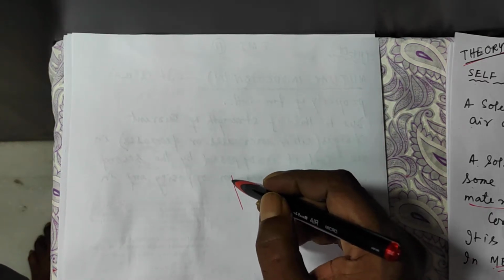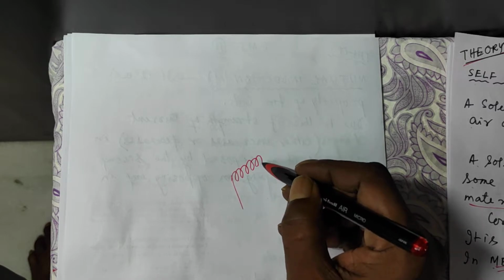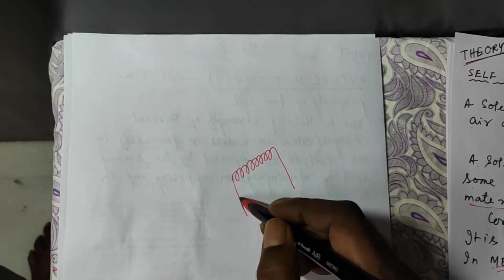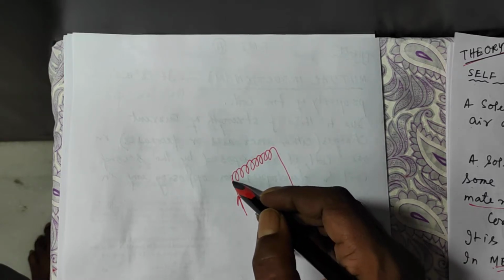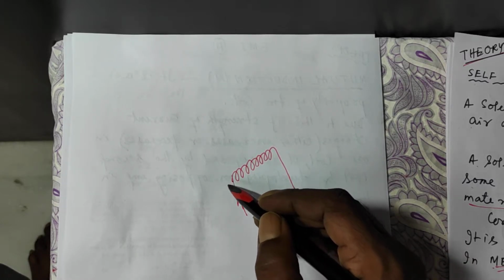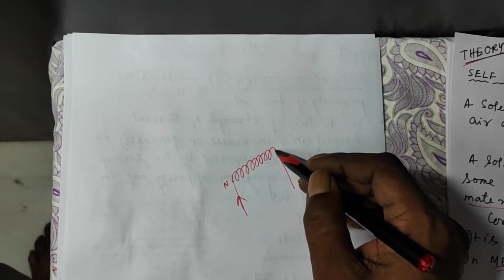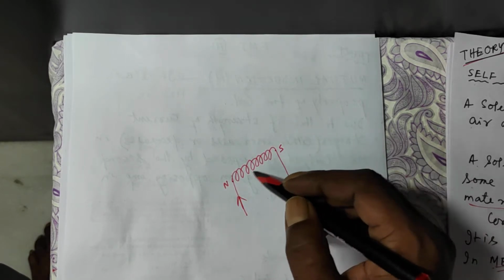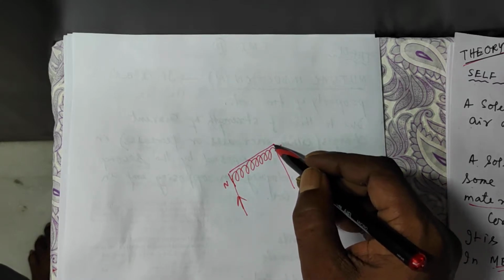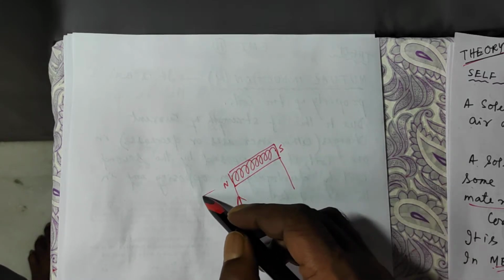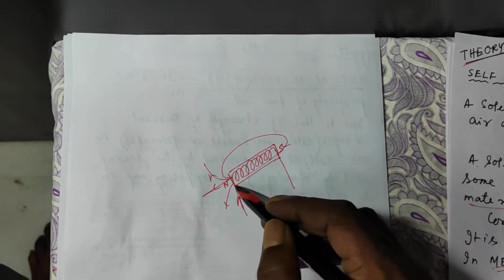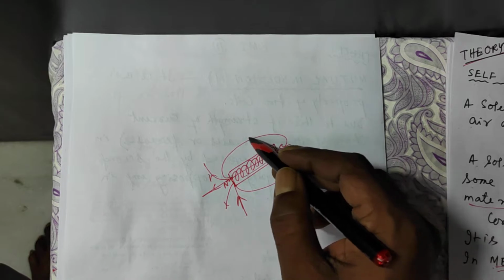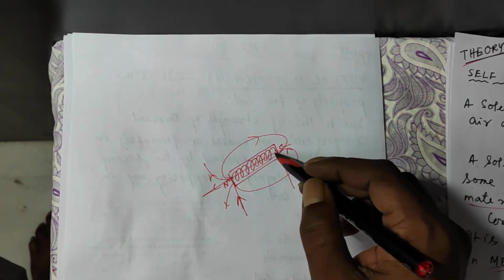Self-inductance means when there was a coil, it was carrying current. If the current from this side is anti-clockwise, this will behave as north pole. If this side is clockwise, it will behave as south pole. So this will behave as a magnet. Its own magnetic lines of force pass through this.